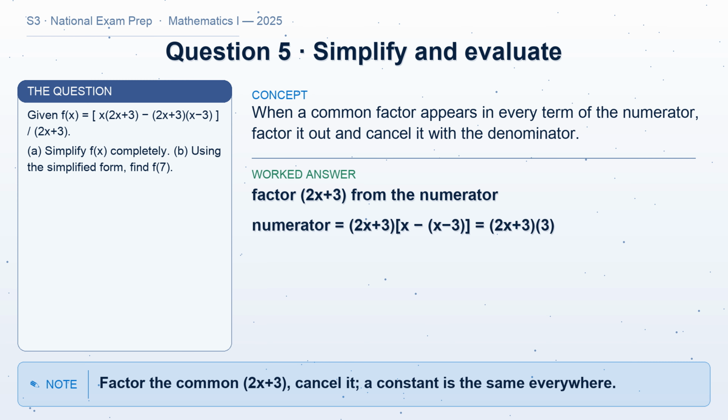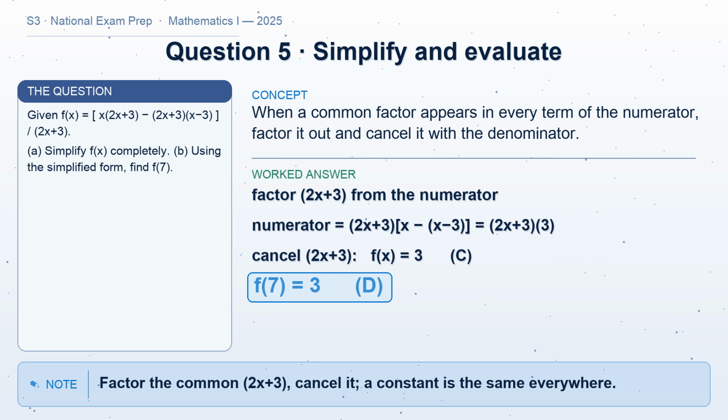Factoring gives 2x plus 3 times the bracket x minus 3, which is simply 2x plus 3 times 3. Canceling 2x plus 3 leaves f of x equals 3. Since it is a constant, f of 7 is also 3. So part A is 3, option C, and part B is 3, option D.